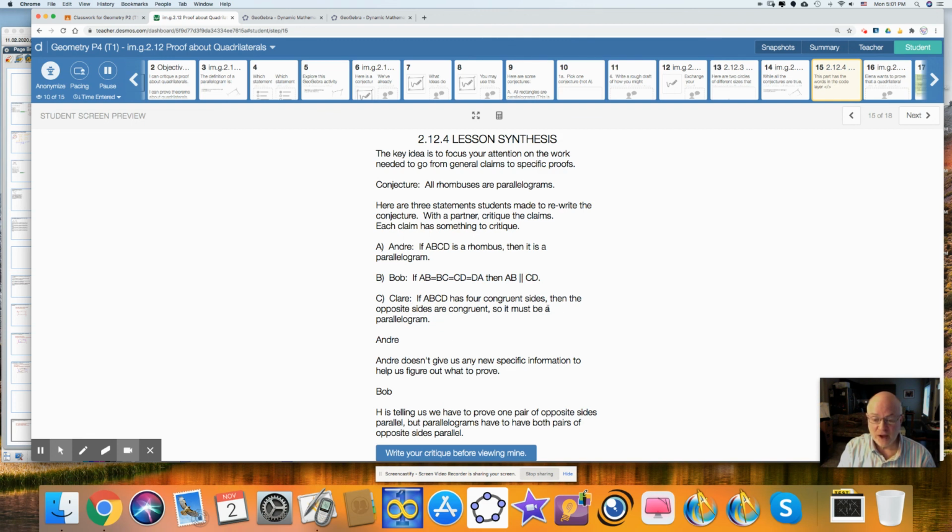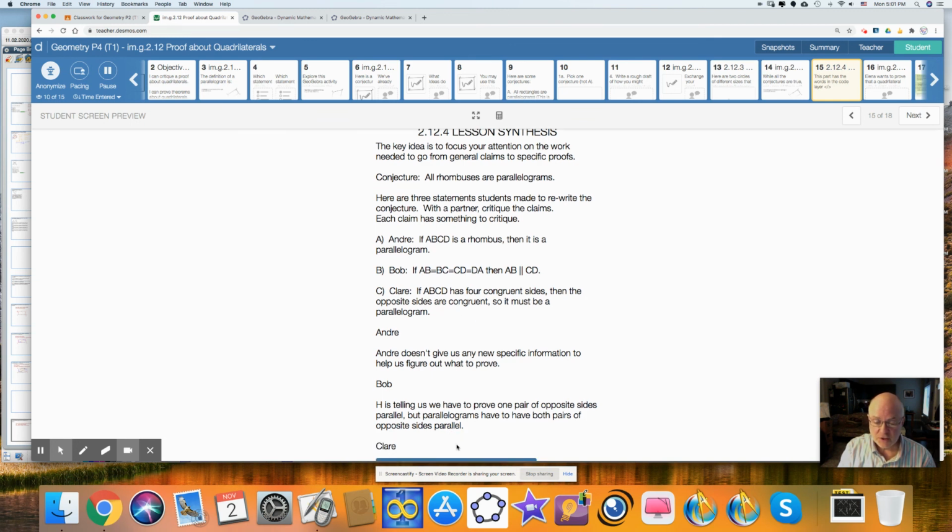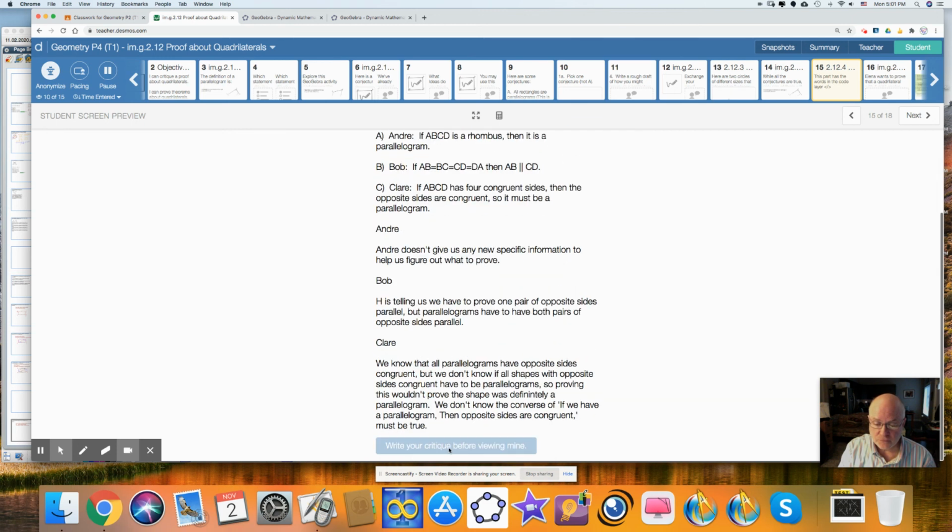Now, Claire says if ABCD has four congruent sides, then the opposite sides are congruent, so it must be a parallelogram. Well, let's critique hers. First of all, we know that parallelograms have opposite sides congruent, but we don't know if all shapes with opposite sides congruent have to be parallelograms. So proving this wouldn't prove that the shape was definitely a parallelogram. We knew from the theorem that we proved before that if we started with a parallelogram, the opposite sides are congruent. But to prove the converse, I think Bob has the right idea starting it off here. He needs to prove that both pairs of opposite sides are parallel.